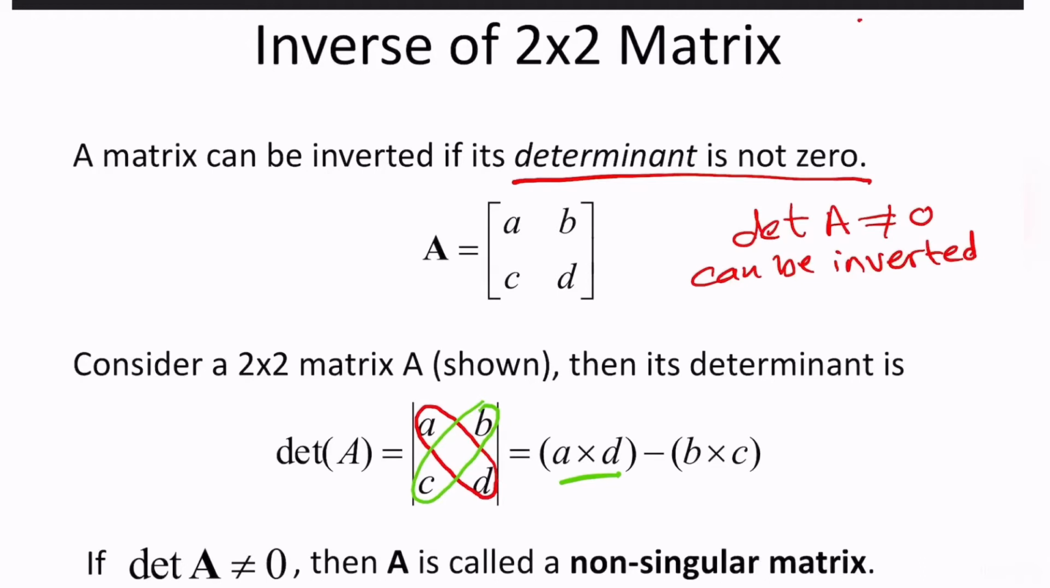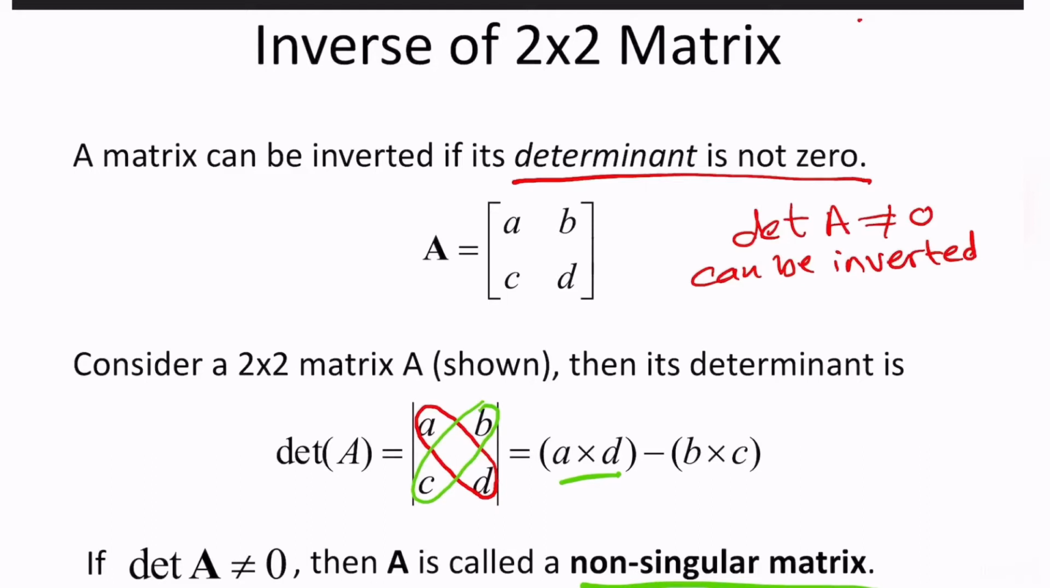Right, so if the determinant is not equal to 0, then A is called a non-singular matrix. And if the determinant of A equals 0, then it's called a singular matrix, and in that case we cannot find the inverse for it. If the determinant equals 0, we can't find the inverse.